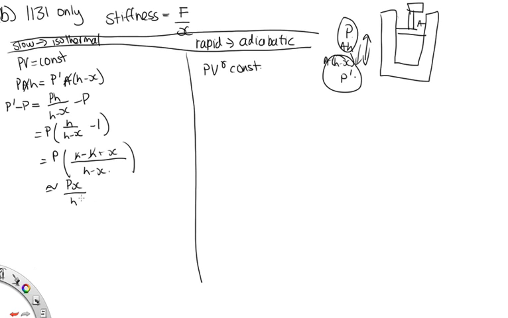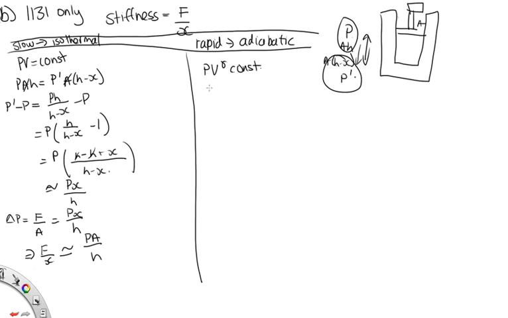And so the change in pressure, which is equal to the force over the area, is equal to Px over H, which tells us that F over X is approximately equal to PA on H. So that's for the isothermal case. This gives us the stiffness constant.